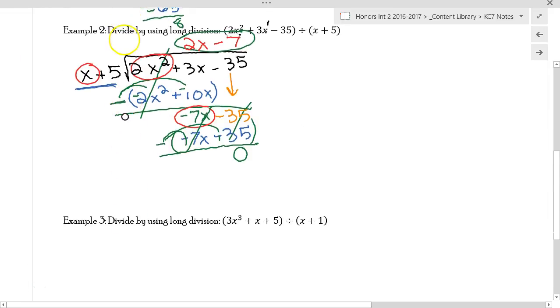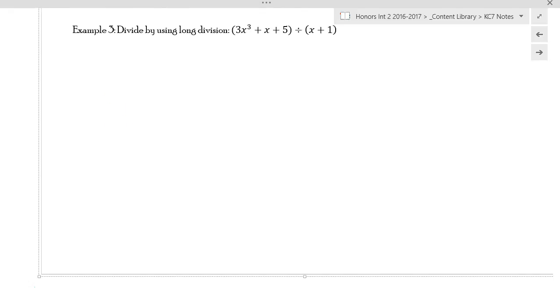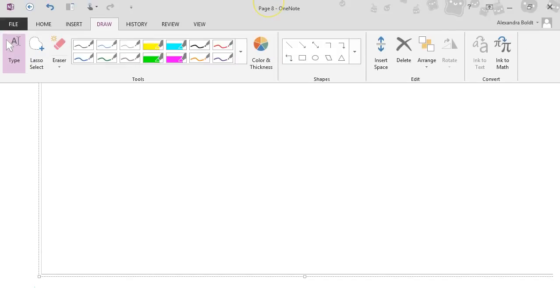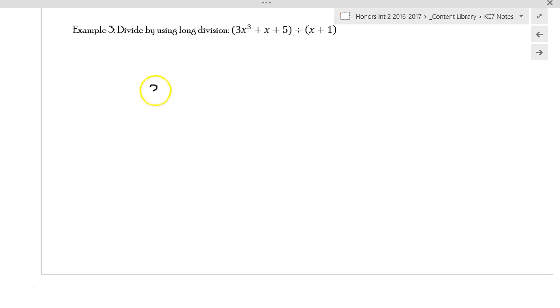Let's go ahead and look at example 3. Example 3 says divide by using long division. One thing to note with example 3 is, you look, it's 3x cubed plus 0x plus 5. Again, we have to go down by exponents. So between 3x cubed and x, we're missing an x squared. So even though there's none there, we still have to put a placeholder. Technically, there's 0x squared. Then we can put that x.